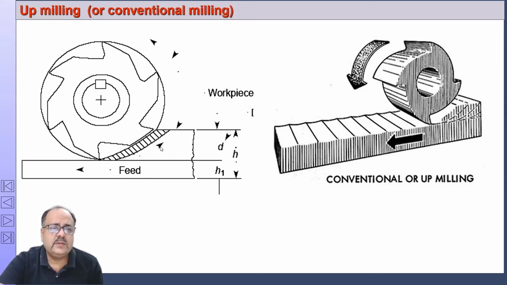This is normally used in conventional milling machines. And you can see a wavy surface. By the time the next tooth is engaged, the work moves slightly ahead. Therefore, we have a wavy surface here.